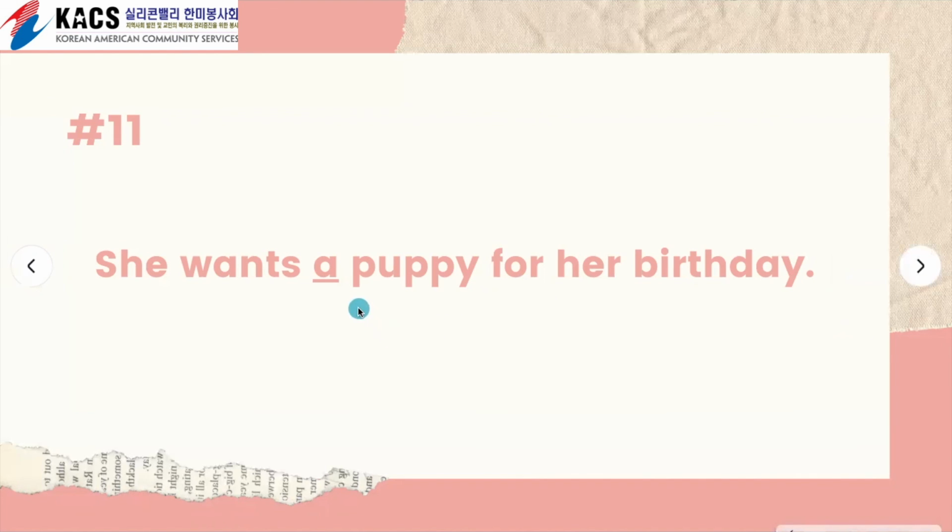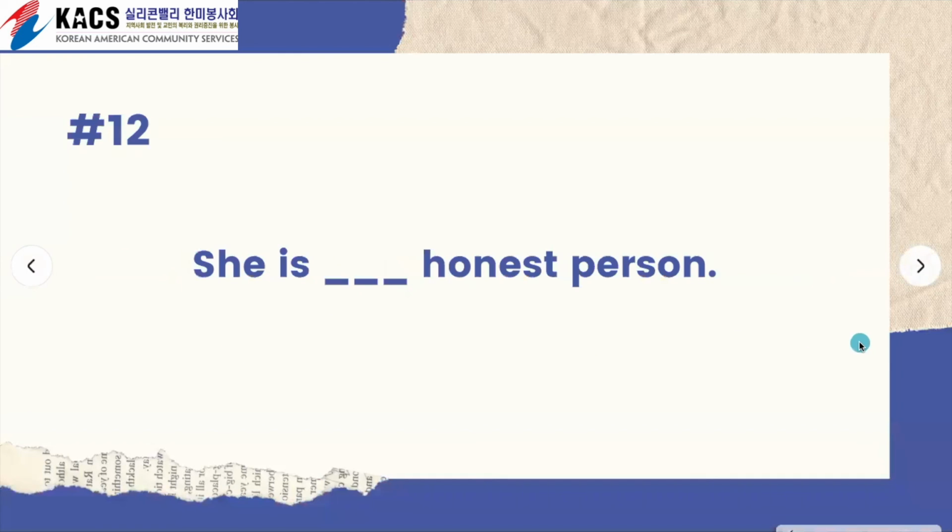So when we look at the word right after it, which is the word puppy, we see that it begins with the letter P. So this is why we would use A in this case, because we use A when the word right after it begins in a consonant. So it would be, she wants a puppy for her birthday. Moving on to the last problem, she is blank honest person.